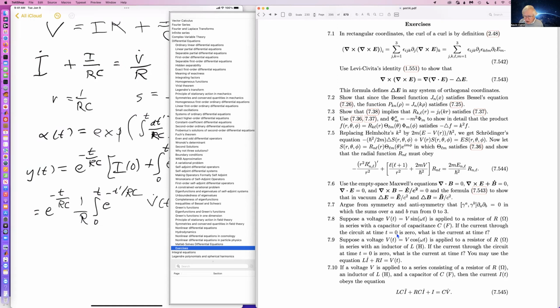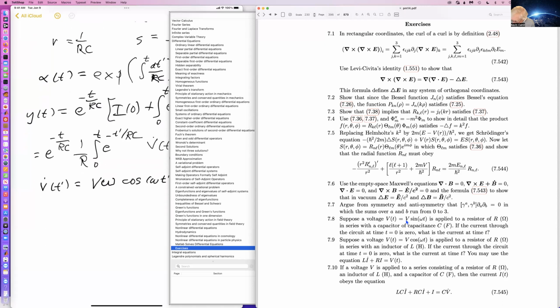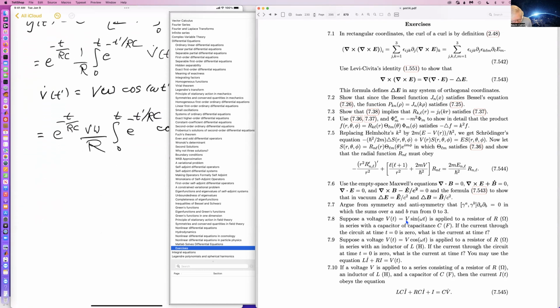But we're told actually what V is. Namely, V is V sine omega T. So V dot of T prime is just V omega cosine of omega T prime. And so this thing altogether is e to the minus T over RC, V omega over R, integral 0 to T, e to the minus T prime over RC. And now the rest of this is cosine omega T prime dt prime. Okay, well, with a sufficiently good big integral table, one can just work that out.